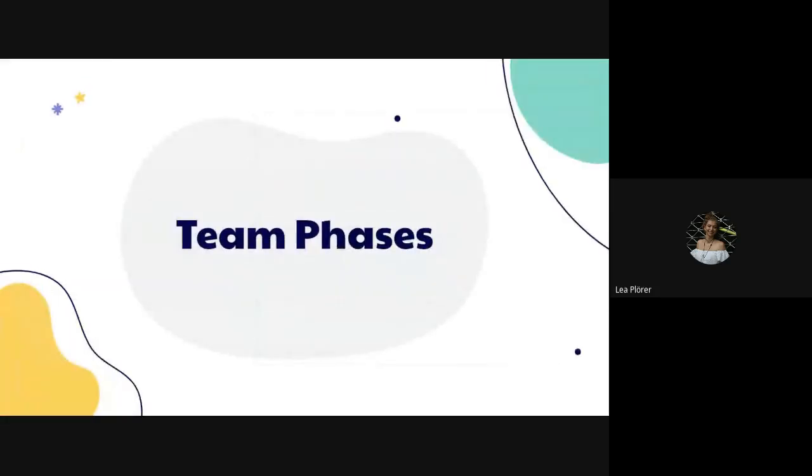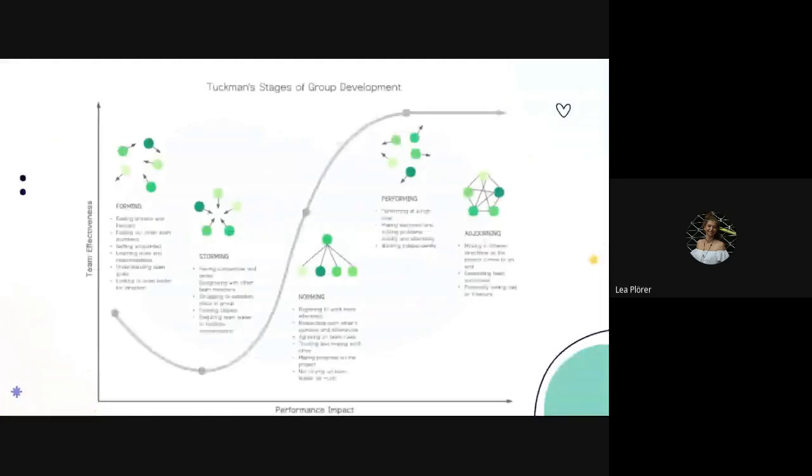And then we come to the team phases. The team phases are super important to understand because this will take a lot of pressure away from you. Those are the team phases or stages defined by Tuckman, and there are five stages. I will talk about performing and adjourning not that much because I think those are the nicer ones. But I will get a bit more into detail about forming, storming, and norming.